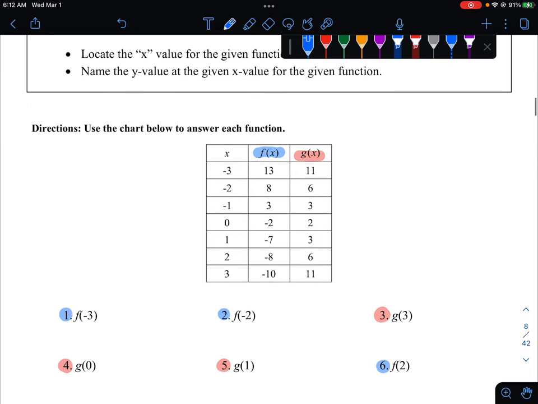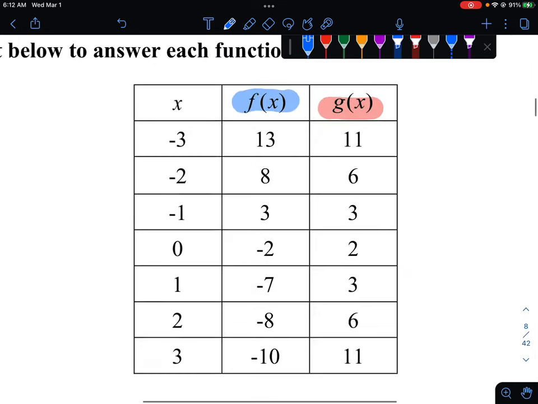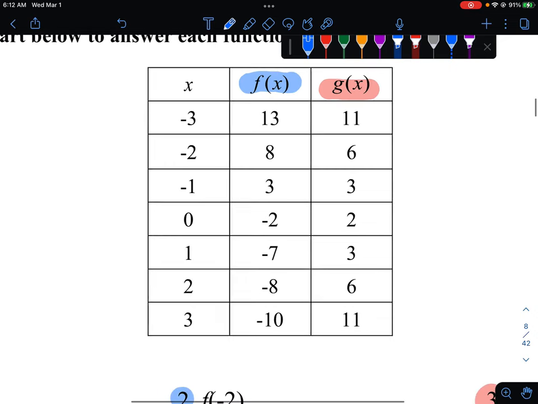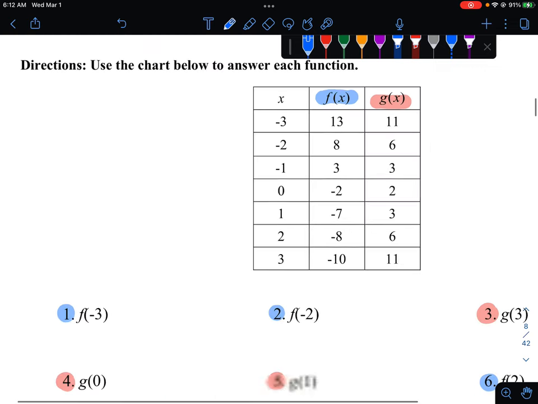So what you'll see is they give us a chart of values here, right? These are the x values. And f of x and g of x are just two different names of functions. So you'll see that we'll use f of x, g of x, h of x, j of x, k of x. We'll use different things. They're just saying these are two different functions. Maybe they're on the same graph. So for example, when x is -3, f of x is 13, g of x is 11. So they just happen to be different values.